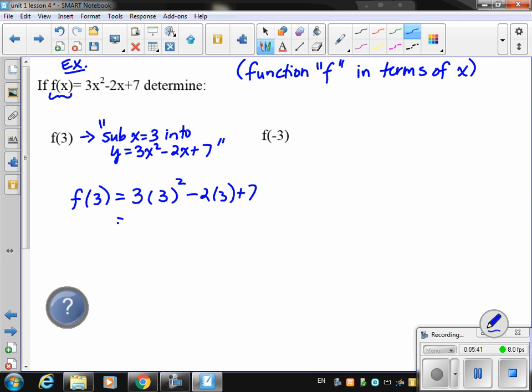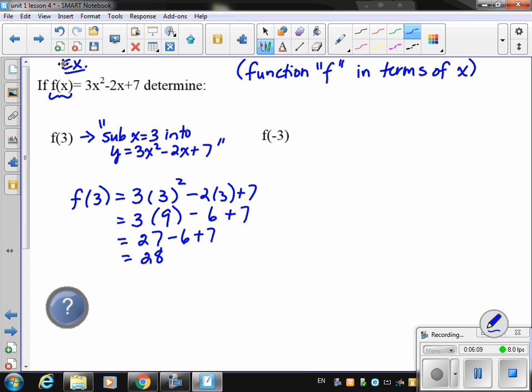Our answer would be 3 times 3 squared, because order of operations says you do an exponent before you do multiplication, would be 9. I can do this multiplication now. It doesn't hurt anything. Minus 6 plus 7. Okay, now I'm going to do multiplication and then my adds and subtracts. 27 subtract 6 plus 7. Working from left to right, 27 subtract 6 is 21, plus 7 is 28.